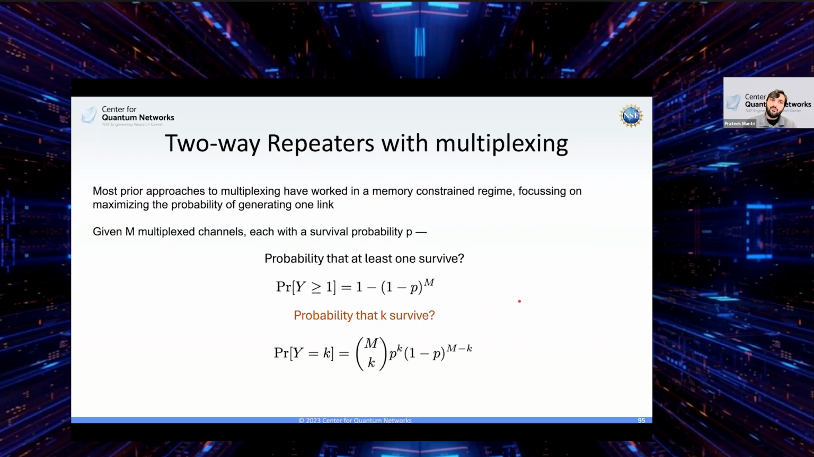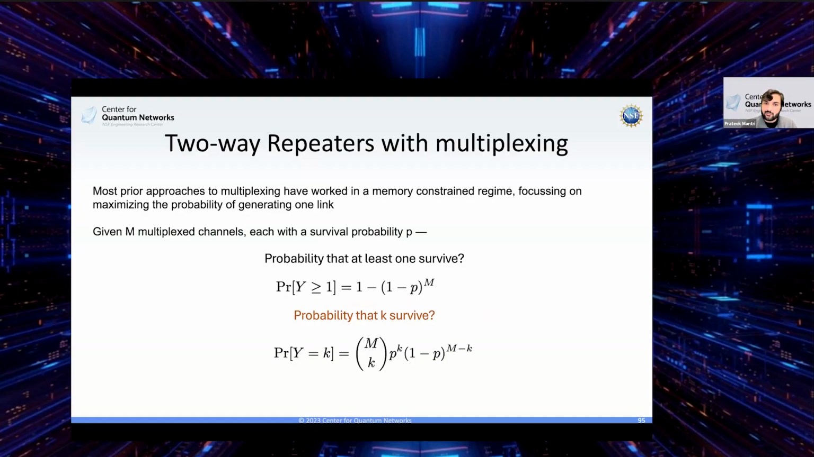All right. We saw two-way repeaters with multiplexing, where we were trying to boost the link survival probability by using multiplexing. And we saw what happens if at least one survives, and we consider that as success. That was the second generation without encoding scheme.